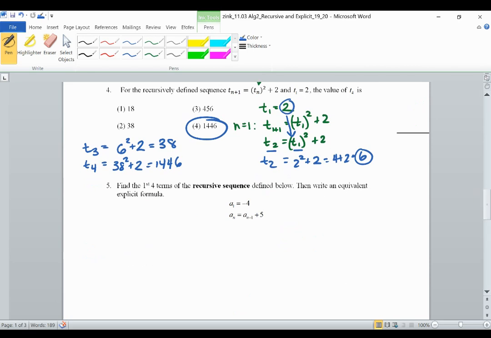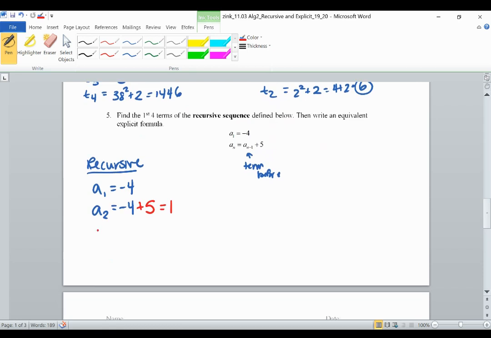Number 5, find the first 4 terms of the recursive sequence defined below, then write an equivalent explicit formula. So first, let's talk recursive. So our first term is -4. Then it says a sub n equals a sub n minus 1. So that's the term before a sub n, because if this was 2, then this is 2 minus 1, which is 1. And add 5 to it. So I'm going to take the term before, which is -4, and add 5. That gives me 1.